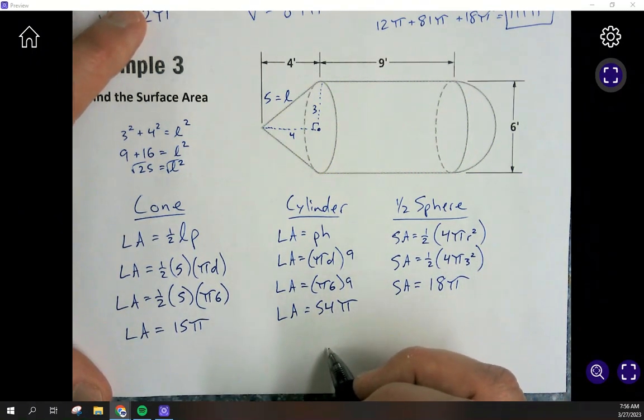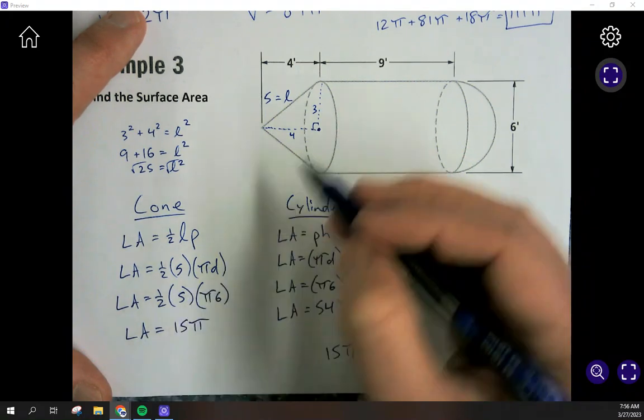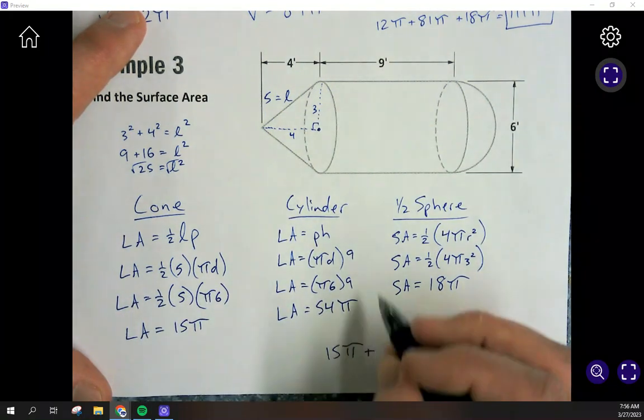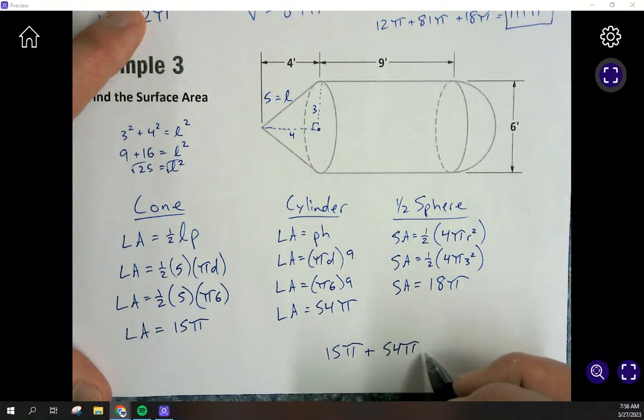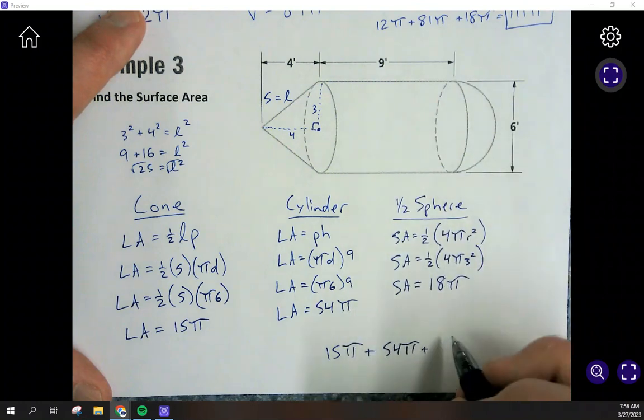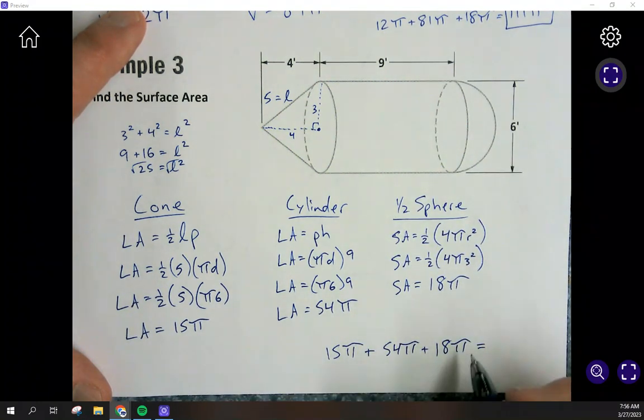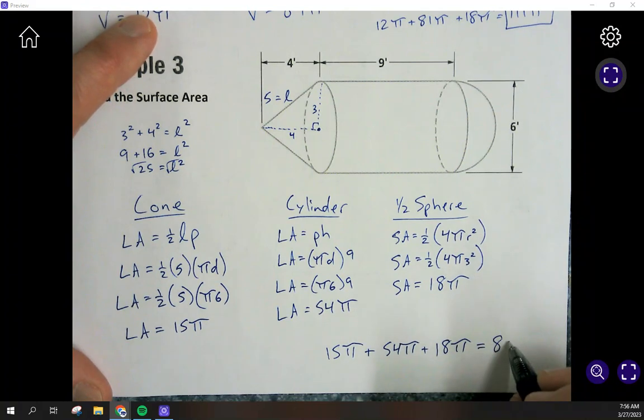And all we have to do now is add up our total surface areas here. The lateral area of the cone was 15 pi. The lateral area of the cylinder is 54 pi. And the surface area of our half sphere was 18 pi. You add those all up, and you get a total surface area of 87 pi.